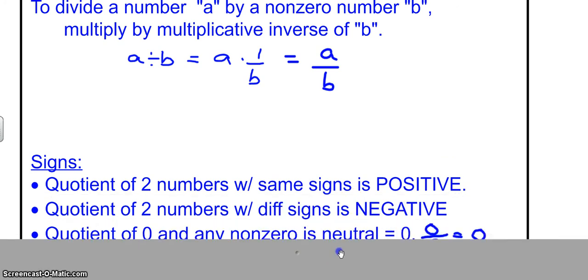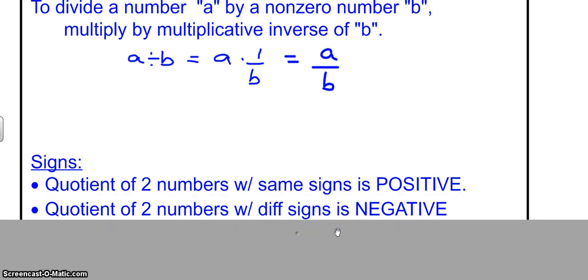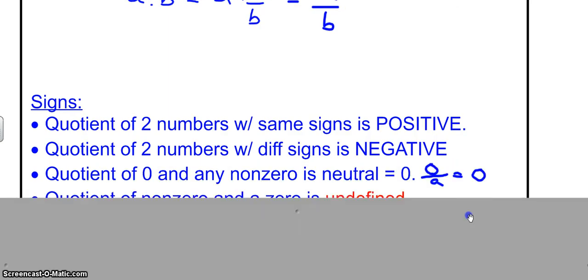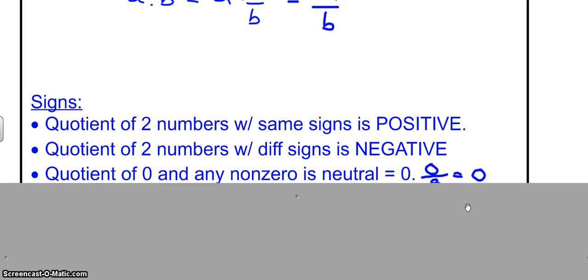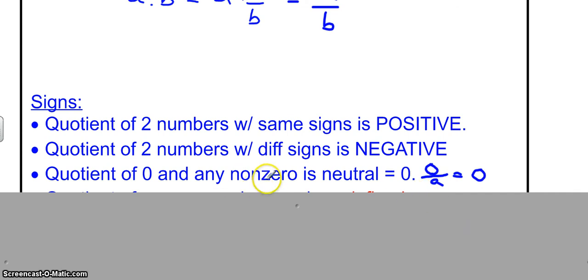The quotient of two numbers with different signs is negative. And finally, the quotient of 0 and any non-zero number is neutral. In other words, 0 divided by any real number, a, would equal 0. 0 divided by, let's say, 2 equals 0. This is a true statement, right?